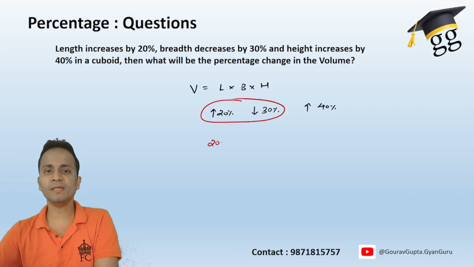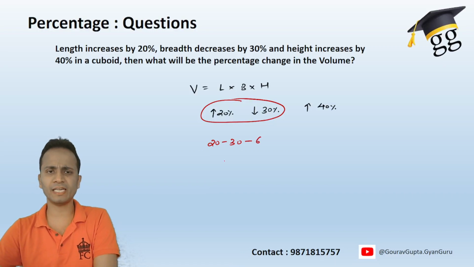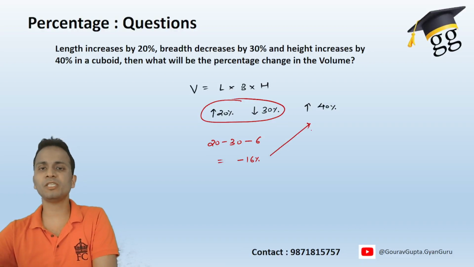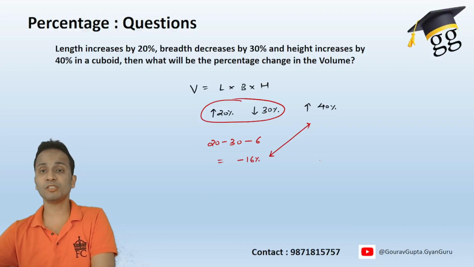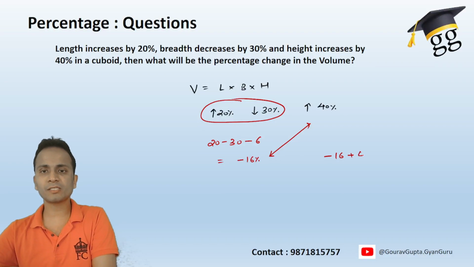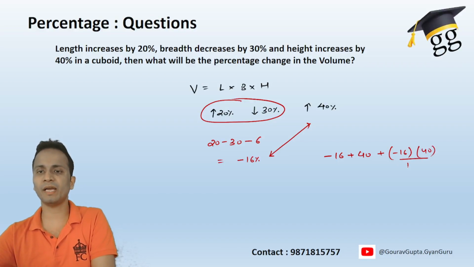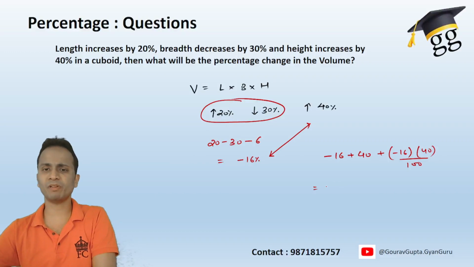So 20 minus 30 minus 6 simplify करके directly लिख दिया मैंने. Okay, so this is minus 16 percentage. Okay, अब minus 16 percentage को 40 percentage के साथ combine करेंगे. So again same formula a plus b plus ab upon 100 use करो. So minus 16 plus 40, then minus 16, so plus ab upon 100, so minus 16 multiplied by 40 divided by 100. Okay, अब इसको simplify करना है.